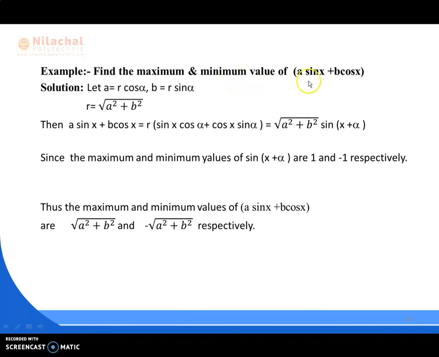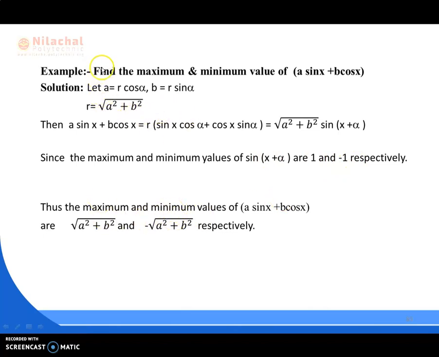Find the maximum and minimum value of a sin x plus b cos x. How to find the maximum and minimum value? Let a equal r cos alpha and b equal r sin alpha. Okay, so r equals the square root of a square plus b square. We put all these things into the expression. What do we get now? R means the square root of a square plus b square, times the formula of sin x plus alpha. We know that the maximum value of sin x plus alpha is 1 and the minimum value is minus 1. Whatever theta is, the sin maximum is 1 and minimum is minus 1.